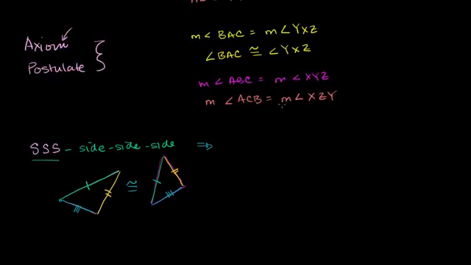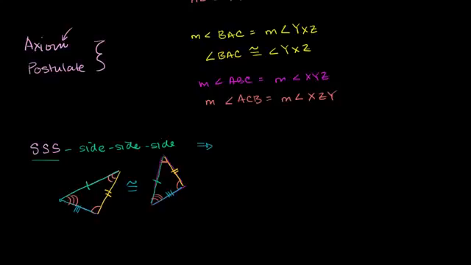and then we can make all of the other assumptions, which means that the corresponding angles are also equal. So we know that that's going to be congruent to that, or have the same measure. That's going to have the same measure as that, and then that is going to have the same measure as that right over there.